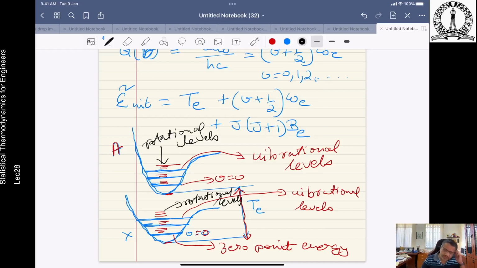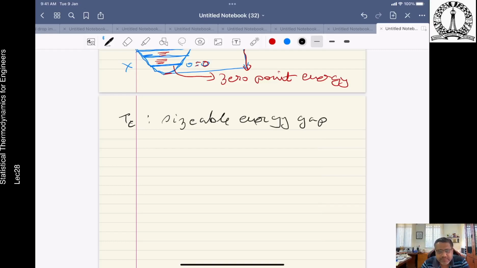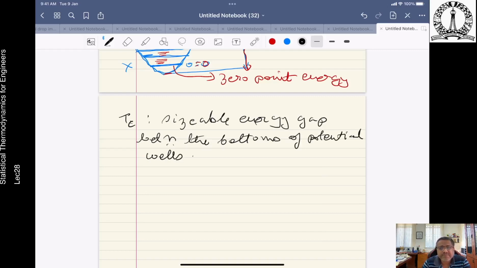All right, so what are the different levels? The vibrational level occurs above the bottom of each well. What we see over here, that TE, identifies a very sizable energy gap between the bottoms of the potential wells.